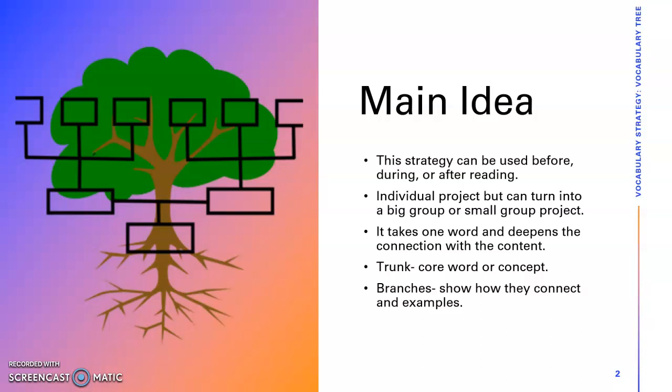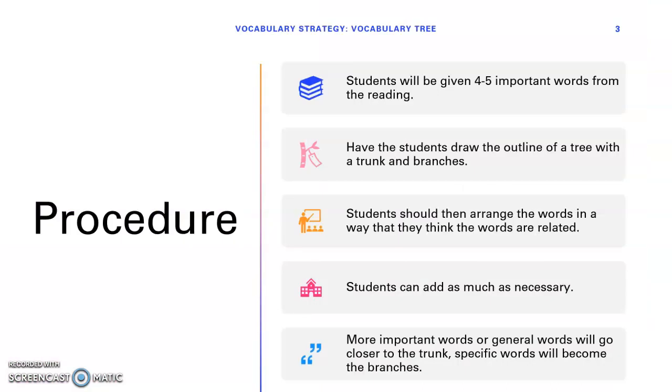When making the tree, the trunk turns into the core word or concept, and the branches show how they connect, and some examples that go in between. Students will be given 4 to 5 words. They can either be given these words or they can find these words themselves.